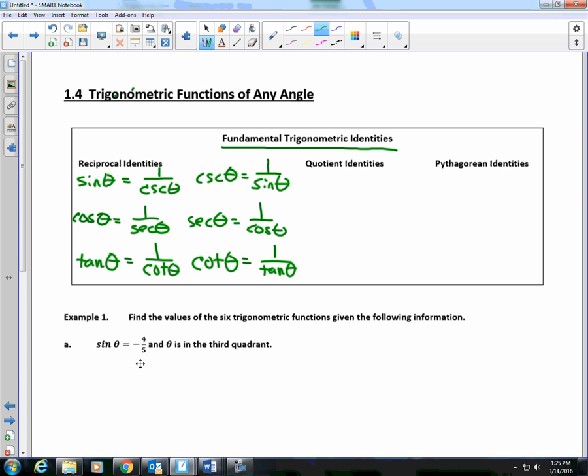All right. Quotient identities. These mean I can divide. Do you remember what sine of theta divided by cosine of theta is? Y over x, which is the same as tangent. What if I were to flip that? Cosine of theta divided by sine of theta. Not tangent, but cotangent.